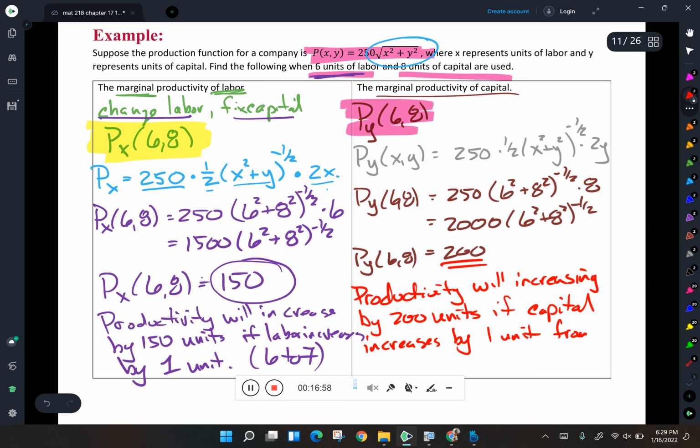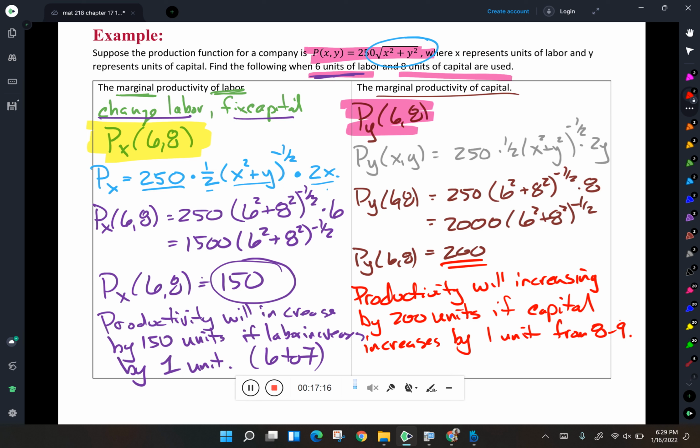From 8 to 9, right? Labor stays fixed at 6. So that's what we're looking at here. We're looking at what is happening. Partial derivatives tell you the change, but we can only change one variable at a time.